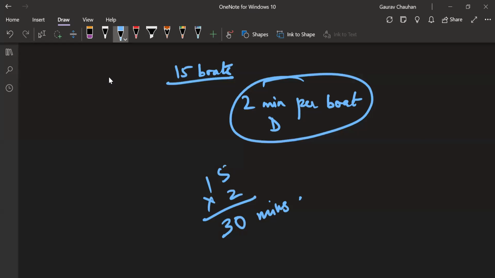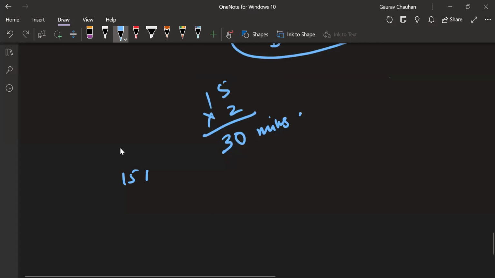Yes, sir. Dikshit will make 1 boat per 2 minutes. Every 2 minutes, he's finishing 1 boat. Next 2 minutes, he's making 1 more boat. Next 2 minutes, 1 more boat. So in 30 minutes, he will have 15 boats. Correct? And if I am working alone for 15 boats, 1 minute per boat, how much time will I take, Mansa? I'll take 15 minutes, okay?